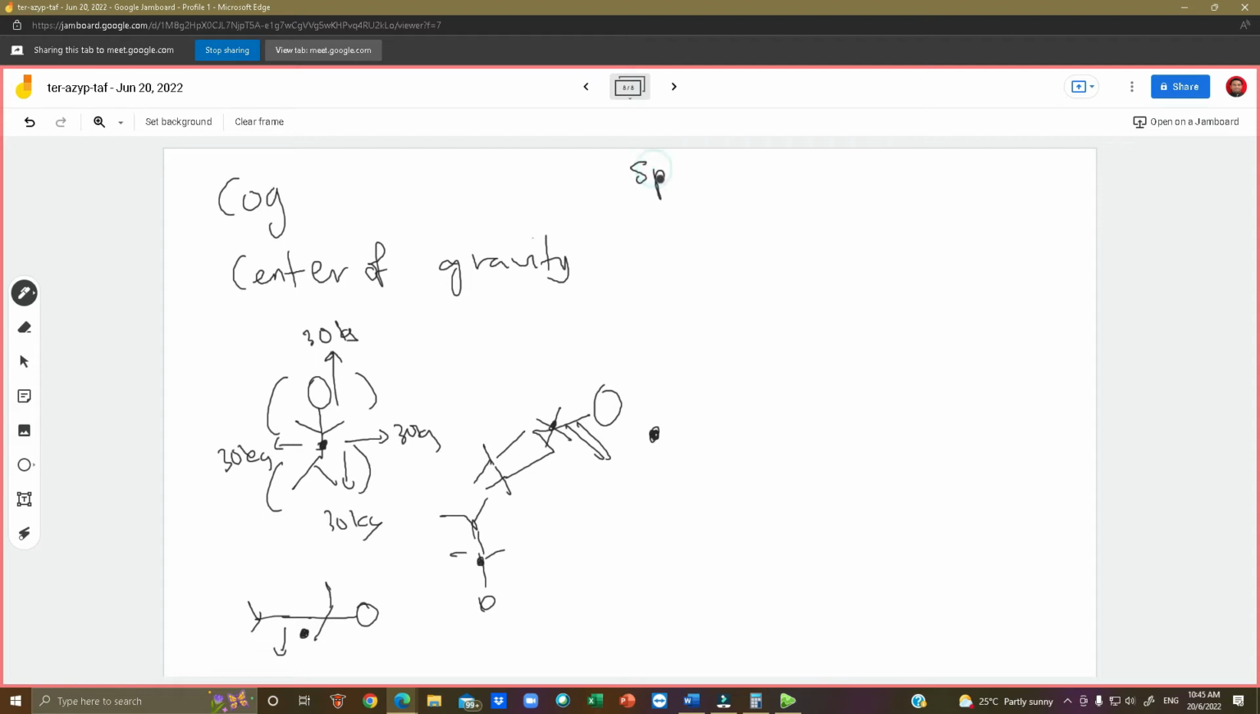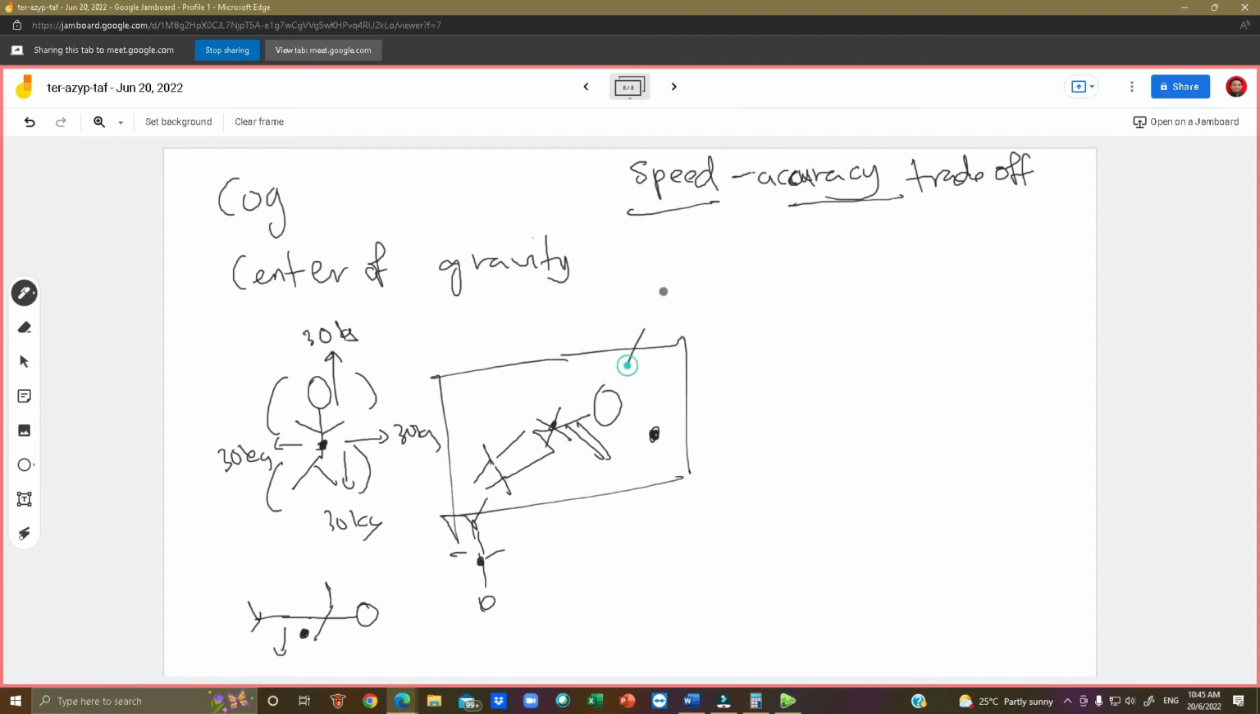Korang mesti pernah tengok benda ni. Speed, accuracy trade-off. Okay, most of you have seen this one. You try to have speed, the accuracy is less. You try to have accuracy, the speed is less. Okay, so in the case of this one, it is not speed accuracy trade-off, but it is actually stability versus agility trade-off. If you try to be stable, you are not going to be agile. If you try to be agile, you are not going to be stable.